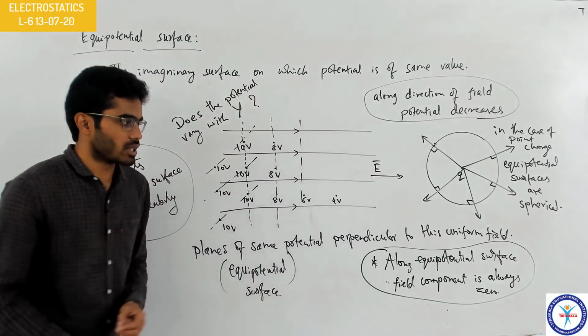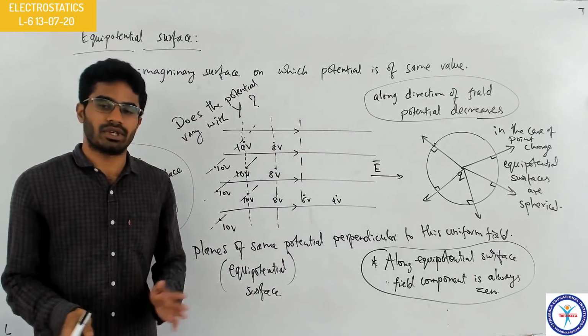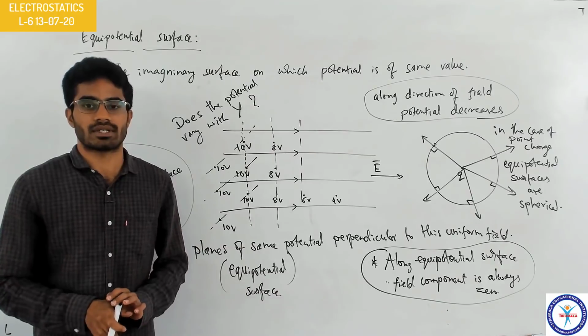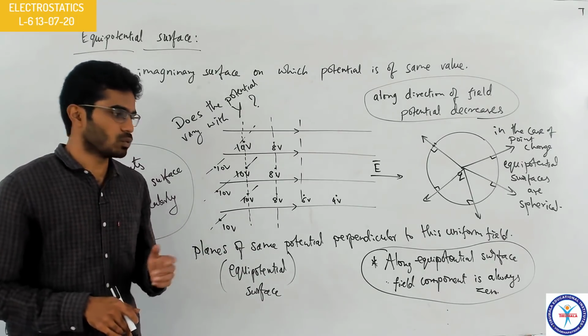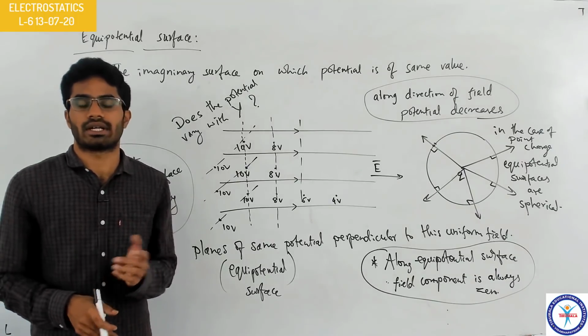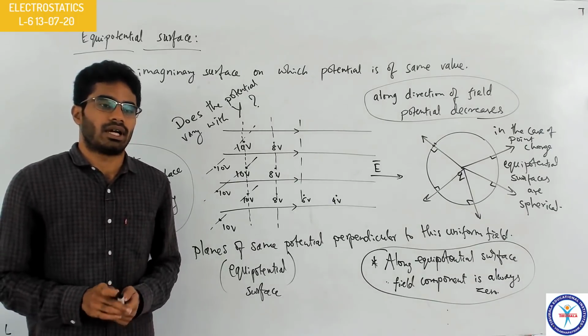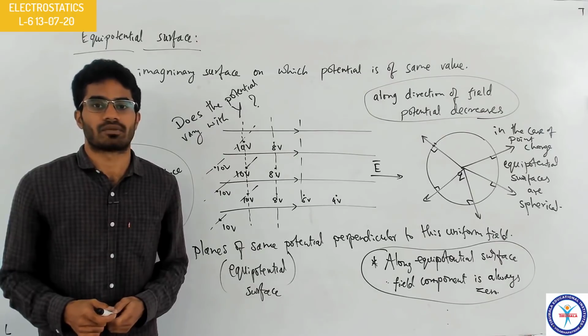Right? So this is the information about field and potential difference. All these topics are very important. Try to understand them carefully. Read the textbook if you have. In the next class, we will start with electric flux.